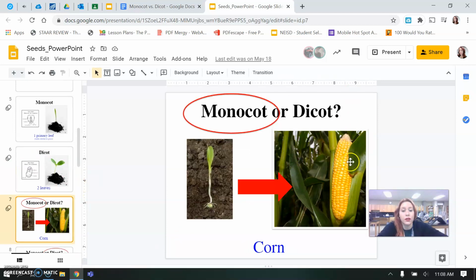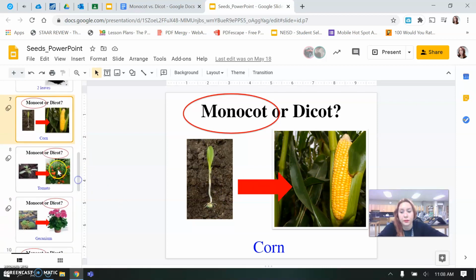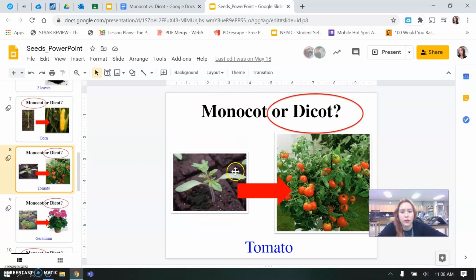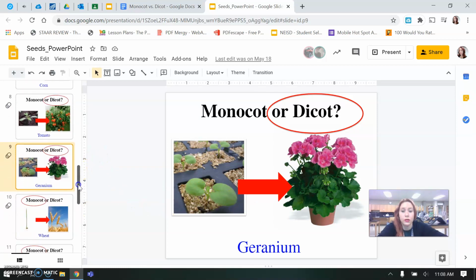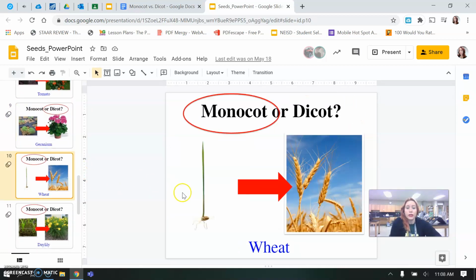And so corn, if you see this picture, this is what corn looks like when it's sprouting. That's a monocot because it looks like it's just starting with one primary leaf. Tomatoes have these two large primary leaves, so it's a dicot. Our geraniums have two primary leaves. That's a dicot. Di means two. Wheat is an example of a monocot. So you see it's just one primary leaf. It looks like grass growing. Mono means one.